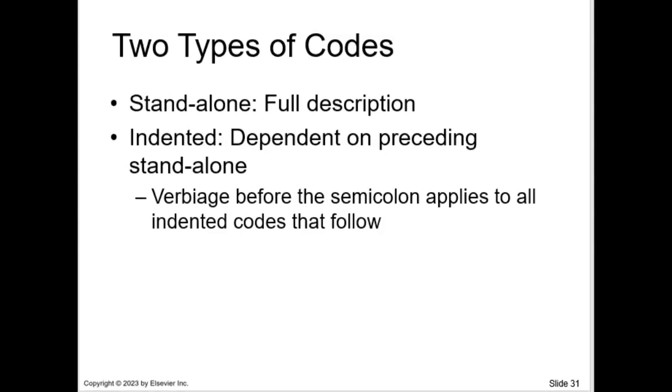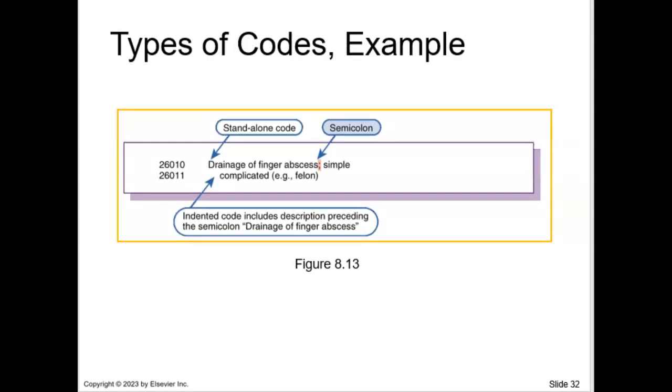All right, so here we go. So if looking at this standalone code, you see 26010. All right, that is a standalone code. So if I have, they did the procedure, drainage of a finger abscess, and it was simple, I would code 26010. Okay. If I had drainage of a finger abscess, see the semicolon? See how this is indented? And it was complicated, I would code 26011.